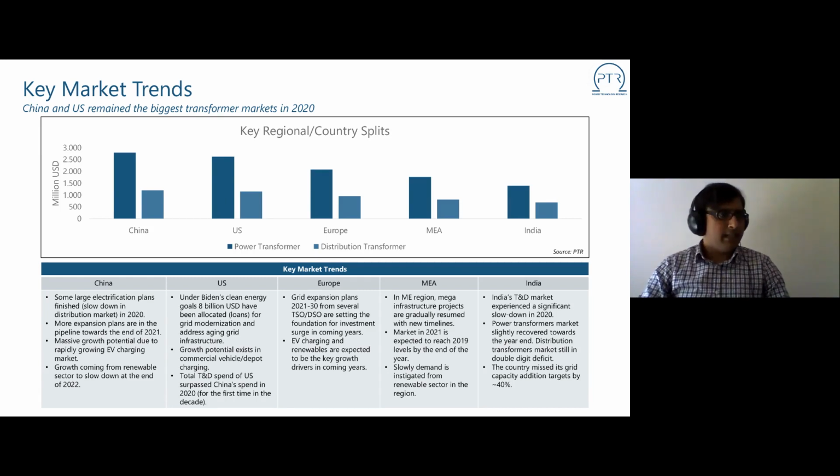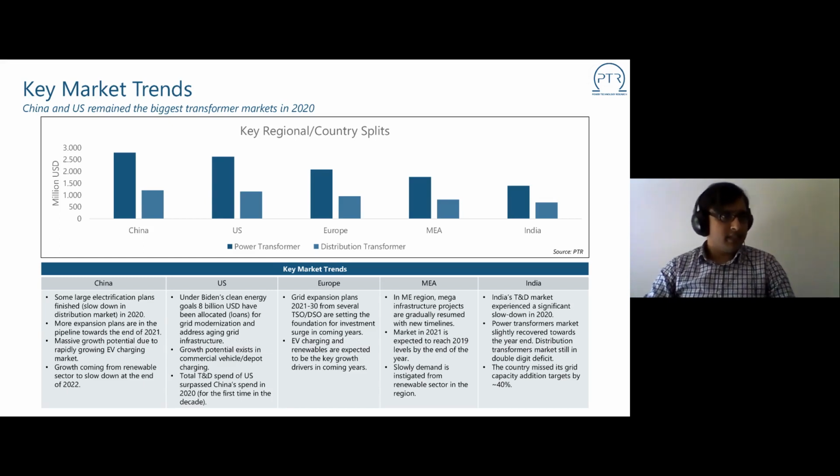Slowly, there is demand that is coming from the renewable sector. We already see some of the demand that is trickling down to infrastructure like STATCOMs or SVCs, which we did not see in this region in the past, primarily because of the non-existence of renewables in the power grid sector. But now, with more and more integration of renewable capacity, we already start seeing this in the market, and definitely this is something which is going to impact the transformers market as well.